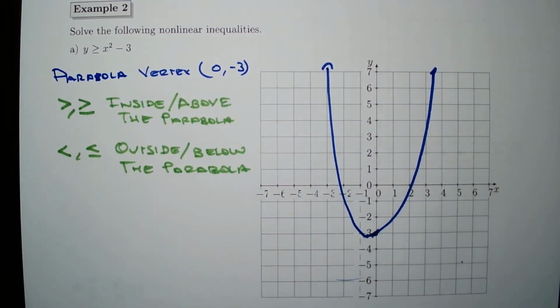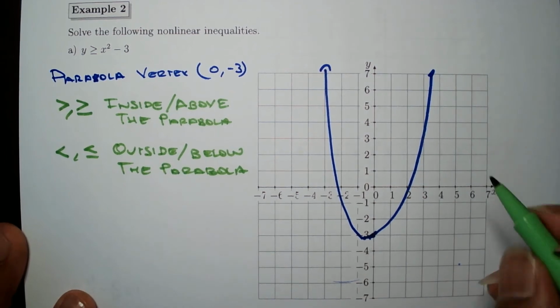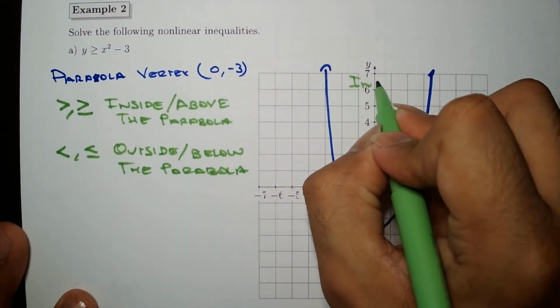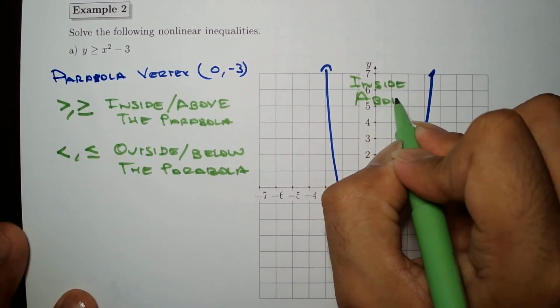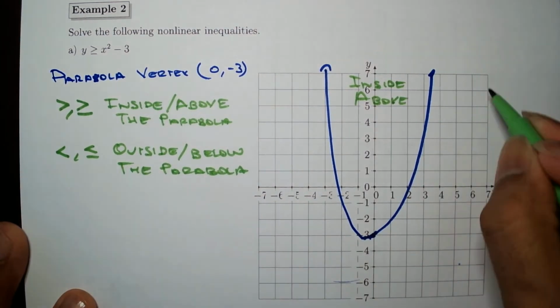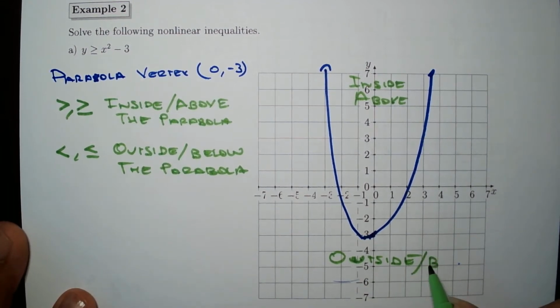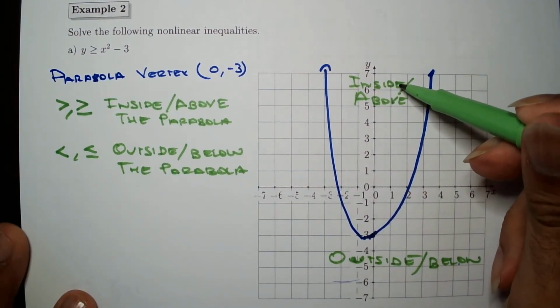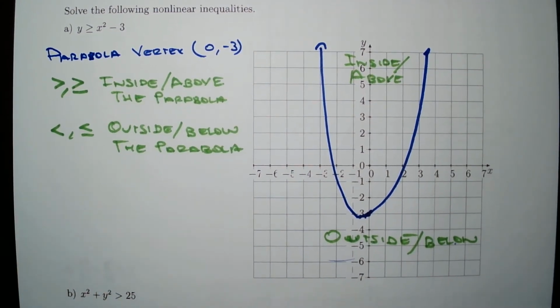All right. So this is inside, above, and everything outside here, it's outside, below. Either way, you can go with inside or above, or outside, below. Either way, it's whichever you feel more comfortable with.